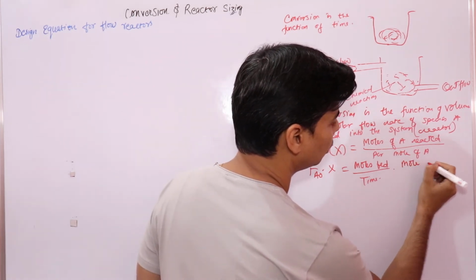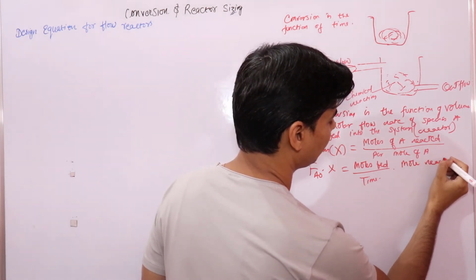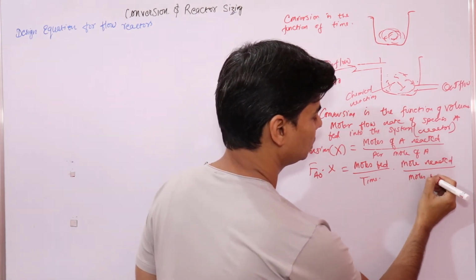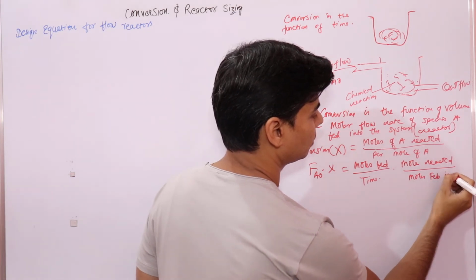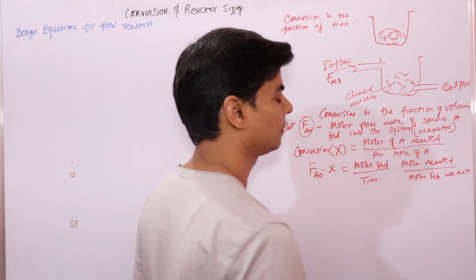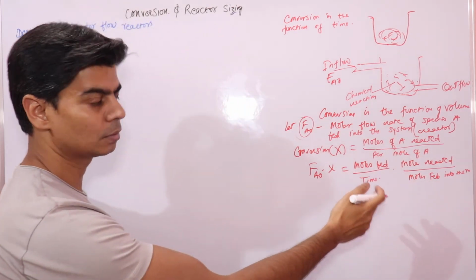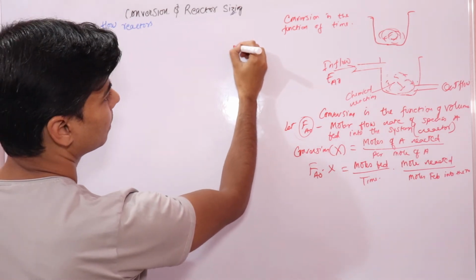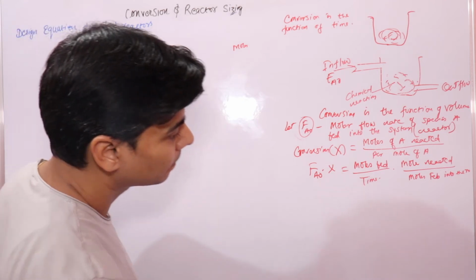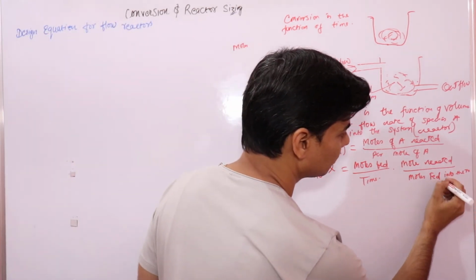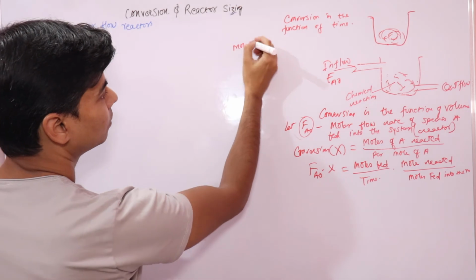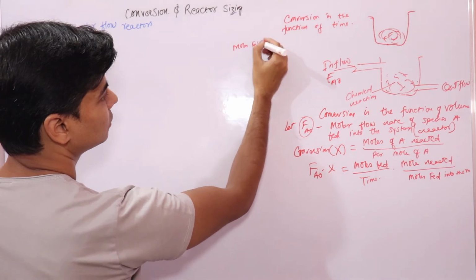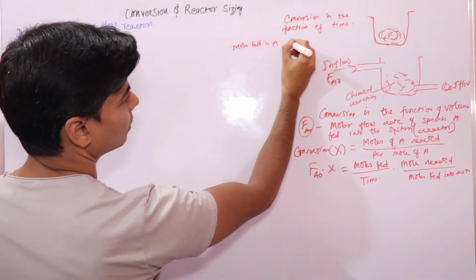So here moles reacted divided by moles fed into the reactor. Because if you just want to understand this, it's a simple unitary method where if moles fed, this is moles fed into the reactor. If moles fed is A, right?